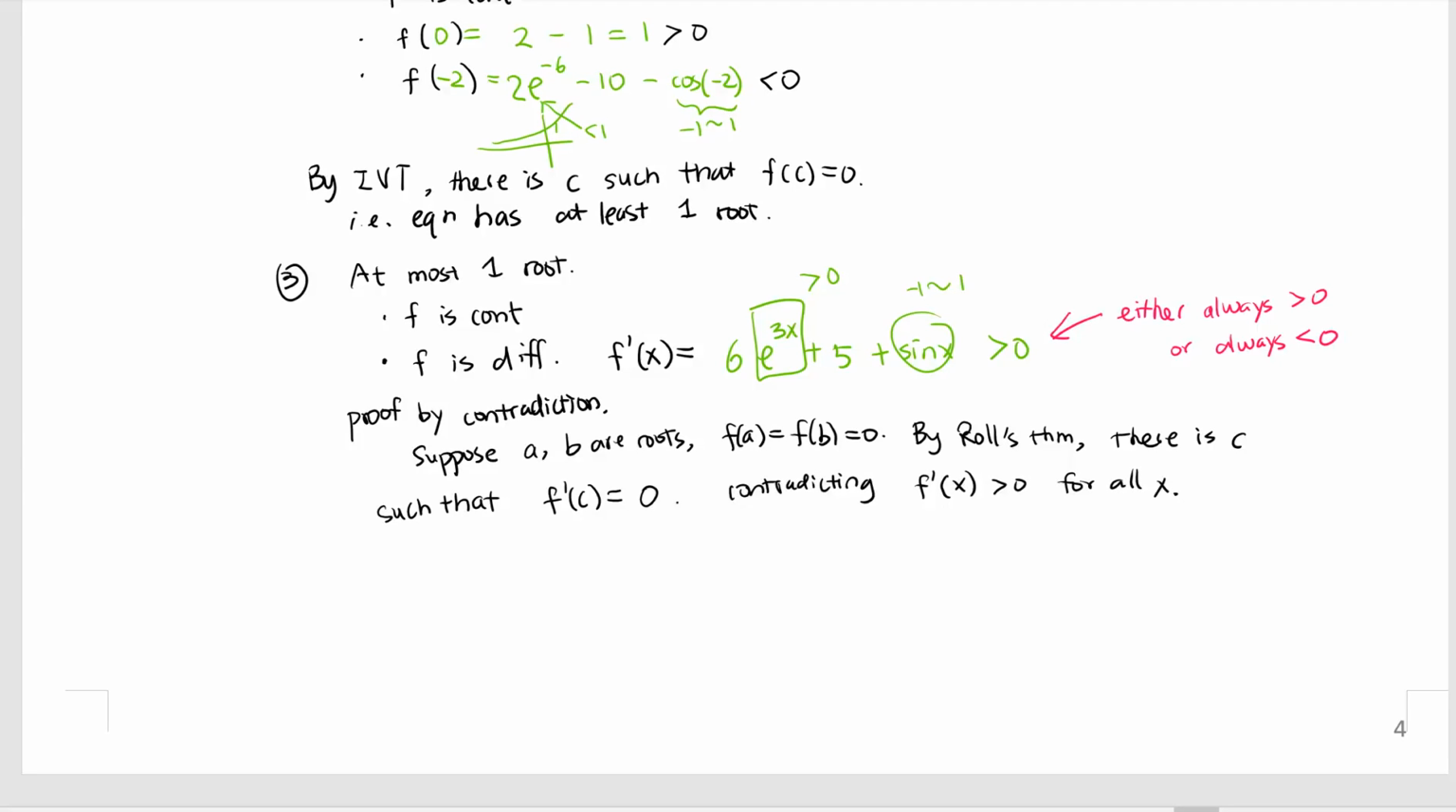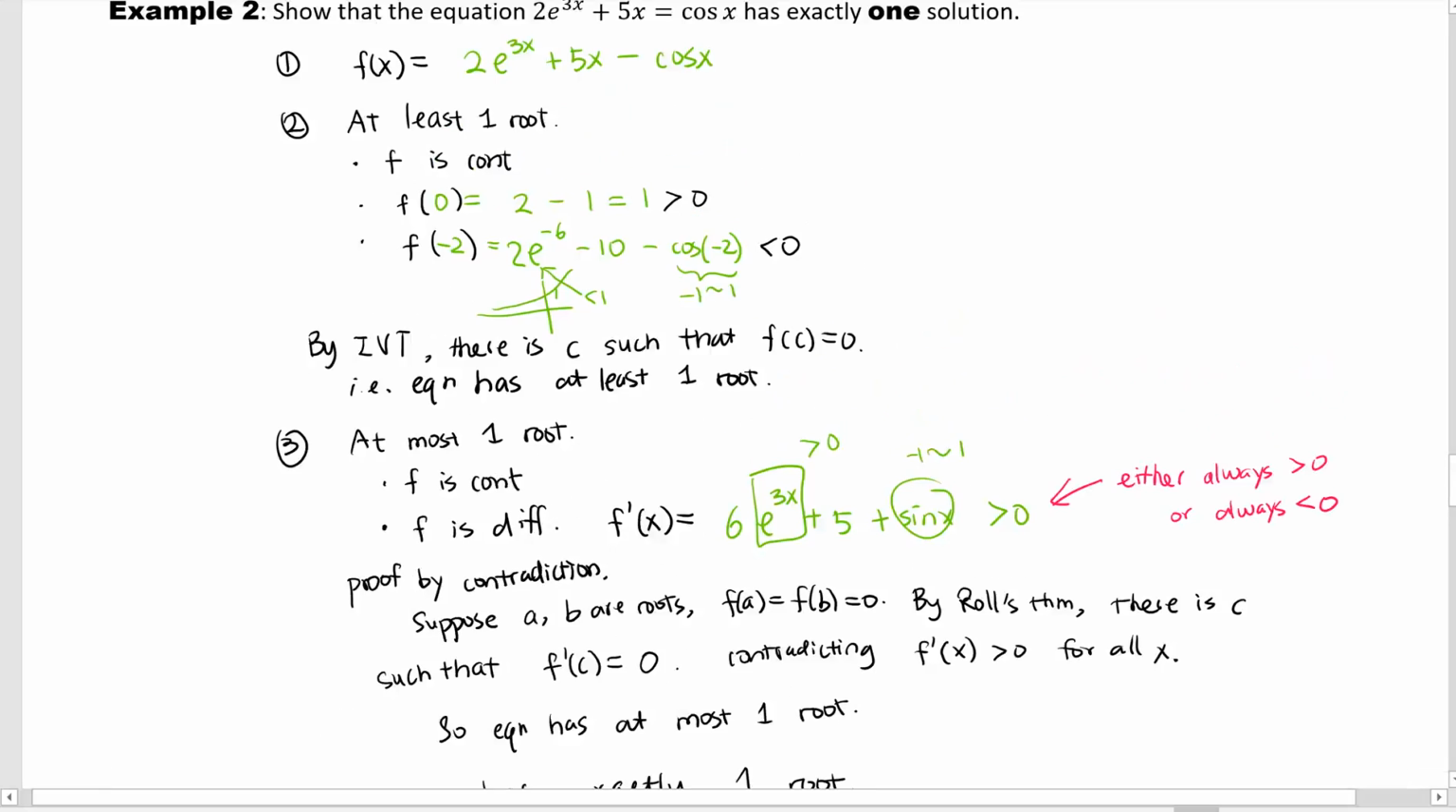Because we get a contradiction, whatever we assumed is wrong. We cannot have two roots. So that's why the equation has at most one root. And all combined together, thus the equation has exactly one root. So that finished the problem. You can see the process is very similar to our previous problem, just the green parts change.